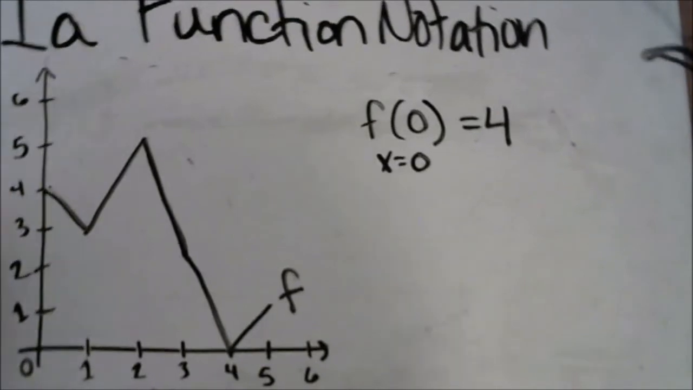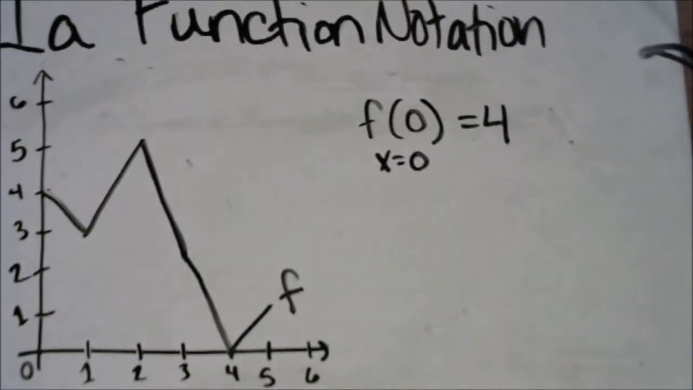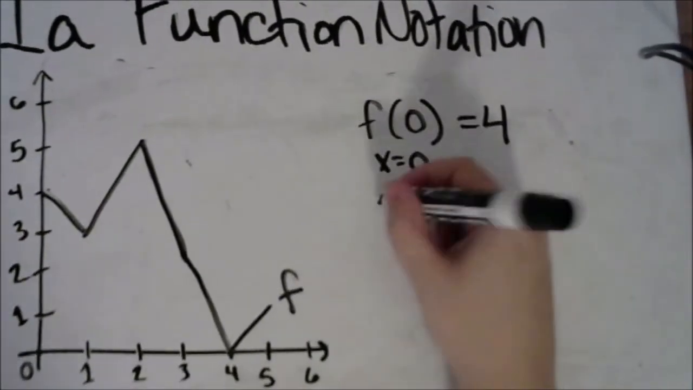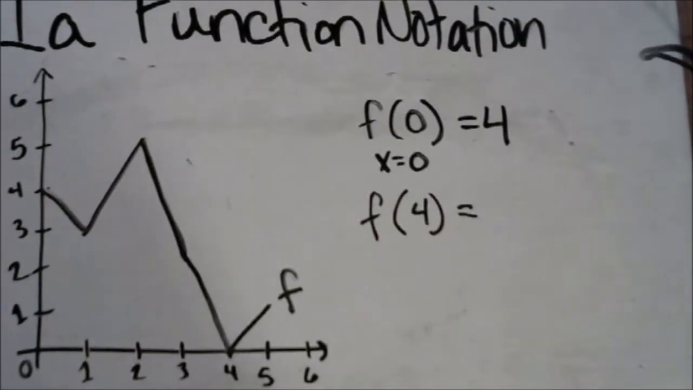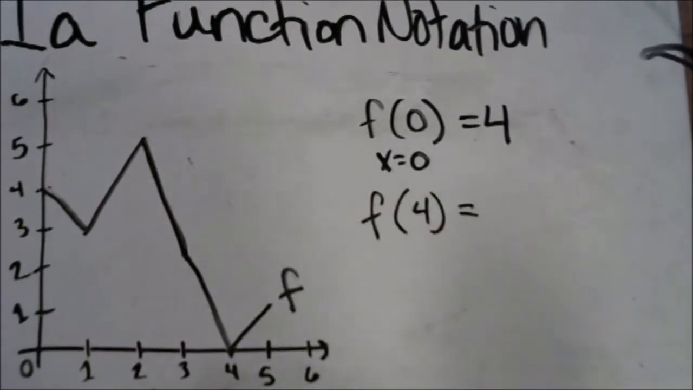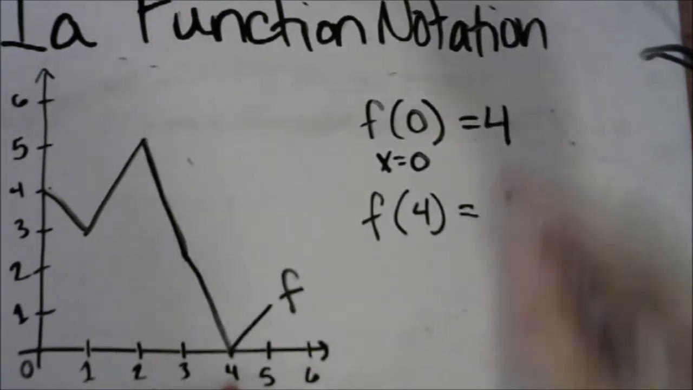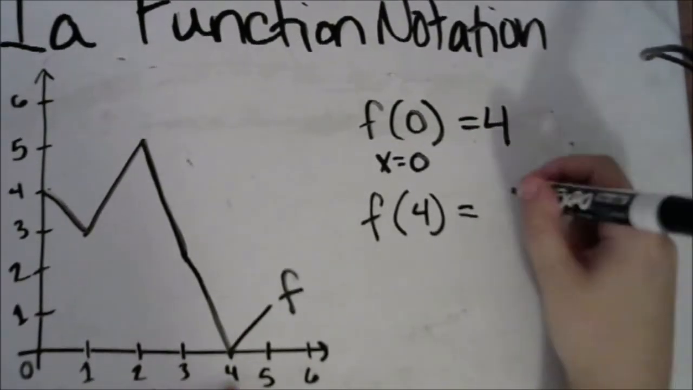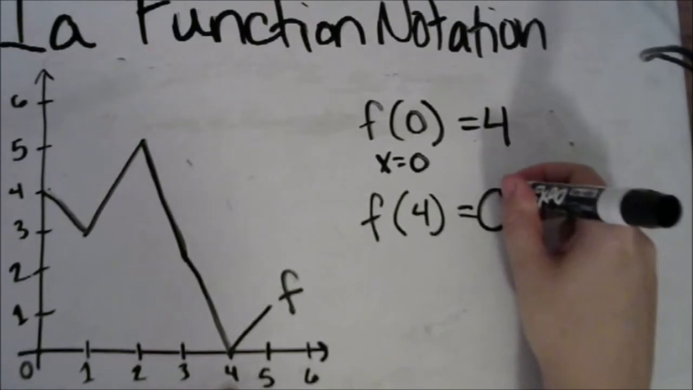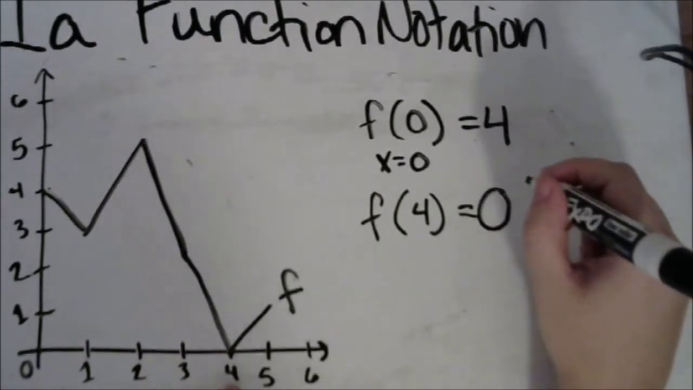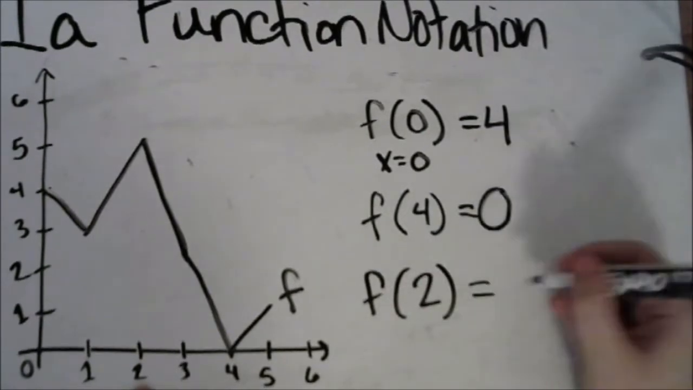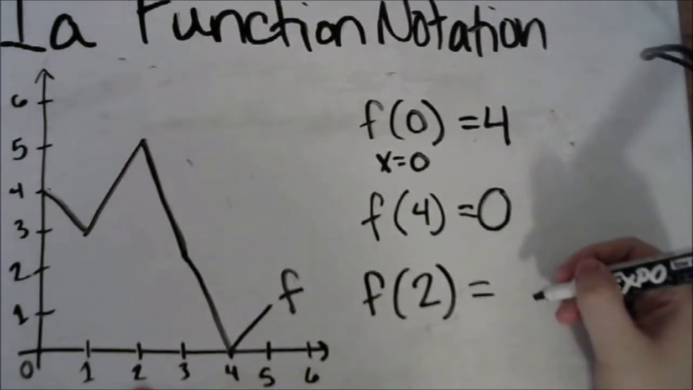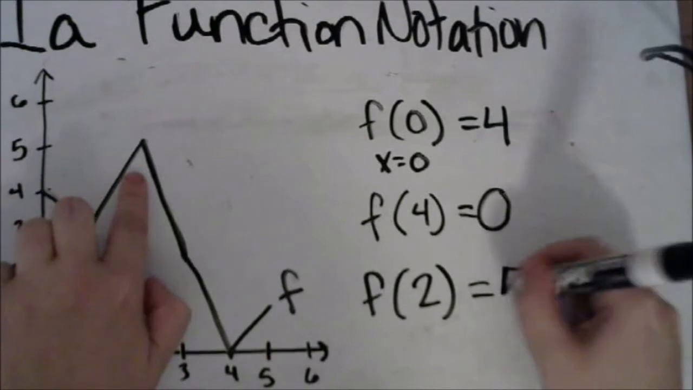And then we just need to repeat that process to make sure that we understand the input-output process. F of 4 means to find the output when input is 4. So if we're thinking about our ordered pair, the ordered pair is 4, 0. And the last question in the notes, f of 2, is what our ordered pair is when we have 2, and it looks like 5.